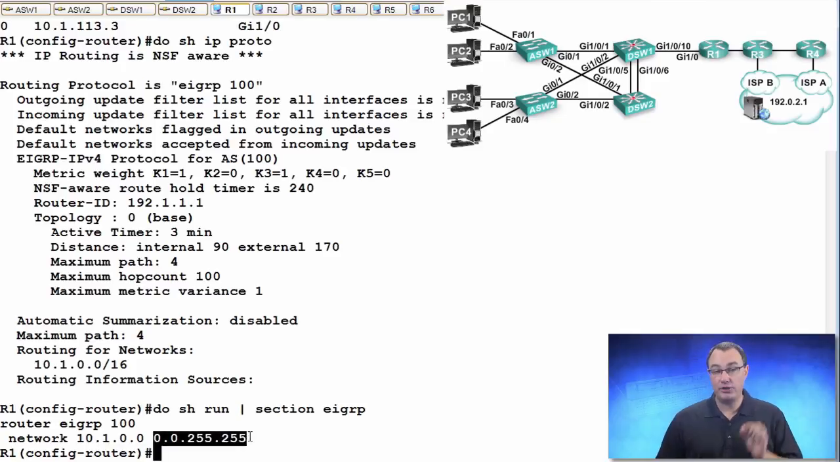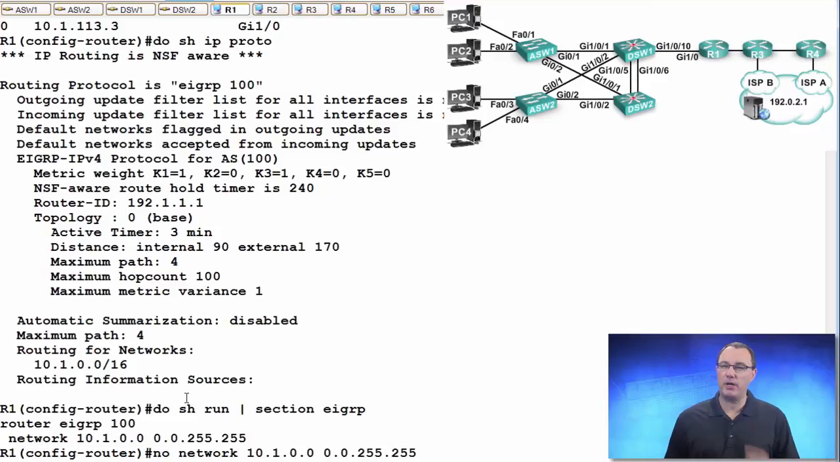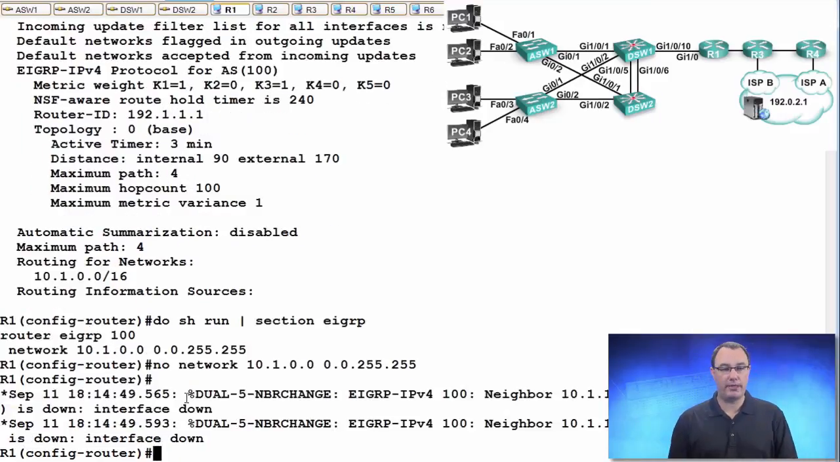Now, if I didn't supply a mask, you have to know how that works. So let's say I'm going to get rid of that network statement. You have to be mindful of the classful nature of the network command for EIGRP and RIP. If you do not put in a wildcard mask, one will be supplied for you.